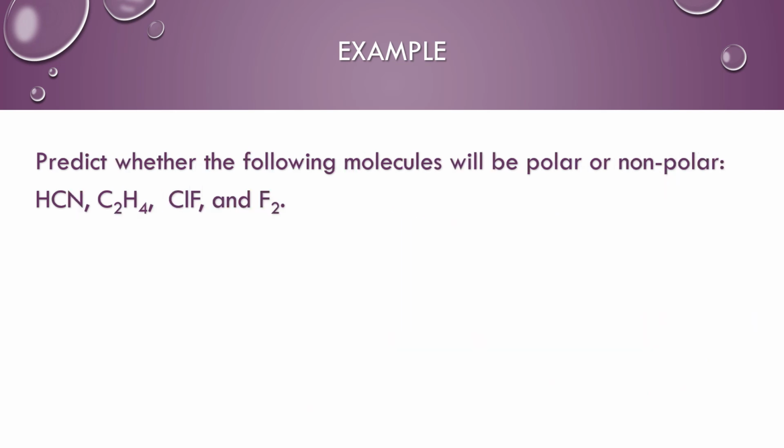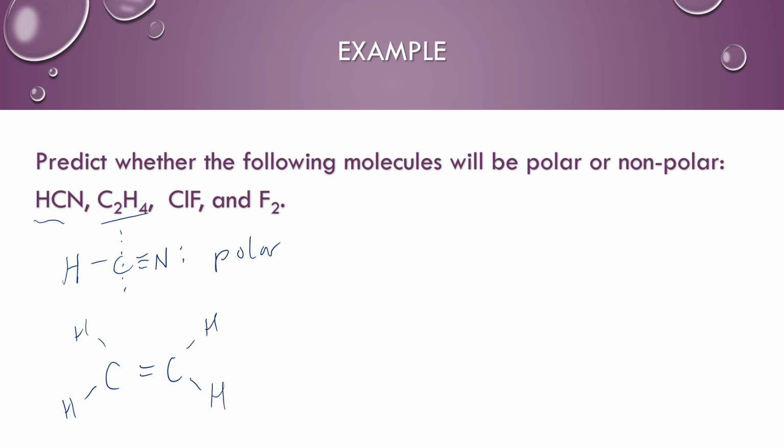All right, and then for this example, it wants us to predict whether the following molecules will be polar or nonpolar. If I have HCN, again, the best way to go about this is to draw those Lewis structures. There's a triple bond. And so this one is very clearly asymmetrical. This one's polar. C2H4, if I were to draw that, would have a double bond in between. This one is very symmetrical around those central carbons, and it is nonpolar.